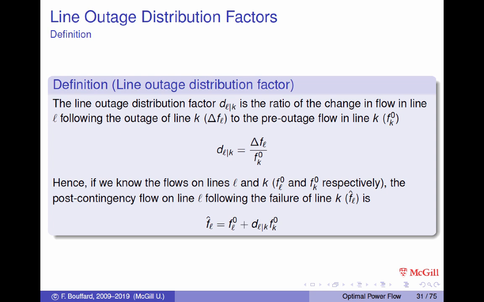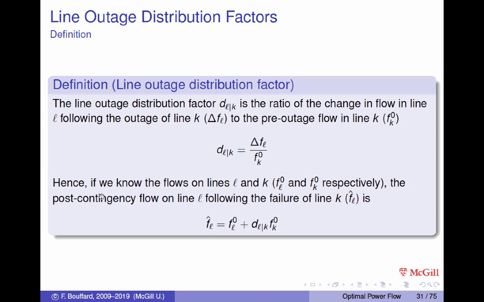So the definition that we have here: a line outage distribution factor, D_L given that we've lost K. The mix of notation here is the impact on line L given that K went down. So it is the ratio of the change in flow in line L following the outage of line K. This is the change in the flow in line L, and we normalize that change in the flow to the pre-outage flow in line K, which we've just lost.